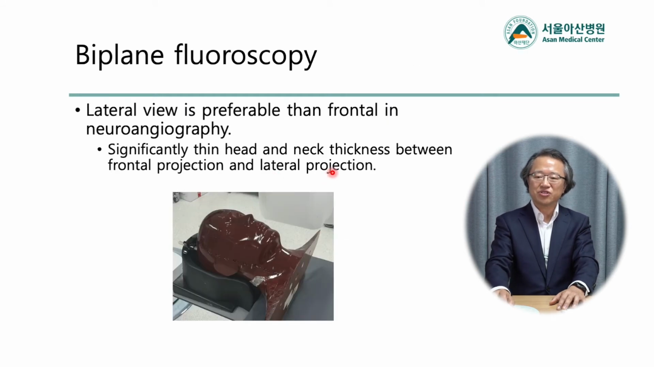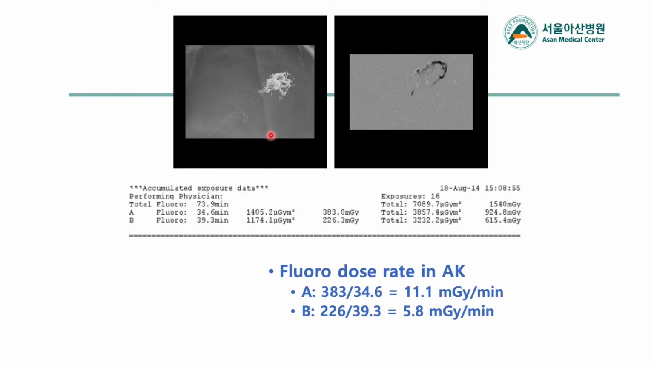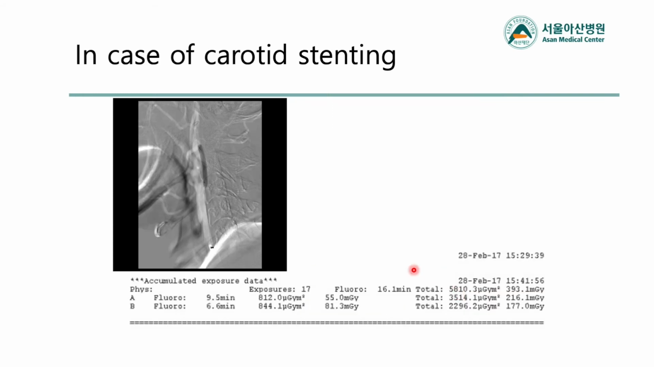Although biplane fluoroscopy is available, we seldom use it. We prefer lateral fluoroscopy due to the anatomic nature of less overlapping. That is also better in terms of the radiation dose, lateral projection. This is a typical case of Onyx embolization for the brain AVM. The dose summary chart says air kerma from the fluoroscopy per minute is significantly lower on lateral projection compared to the frontal projection. Then how about the neck?